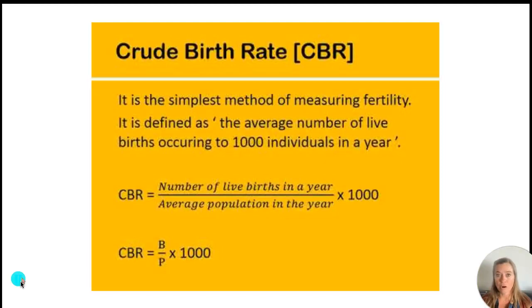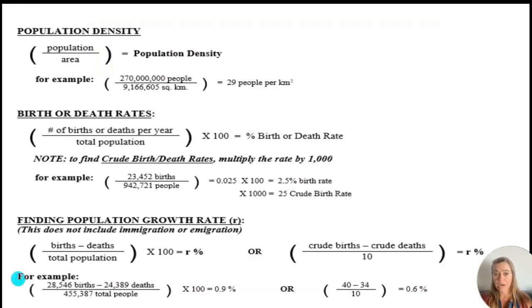The CBR, or the crude birth rate, is the number of live births in a year divided by the population times 1,000. So that gives you a rate per 1,000 individuals. We have seen this sheet before, and we are not going to go over all of the calculations right now because we've been practicing that in other areas of the classroom.